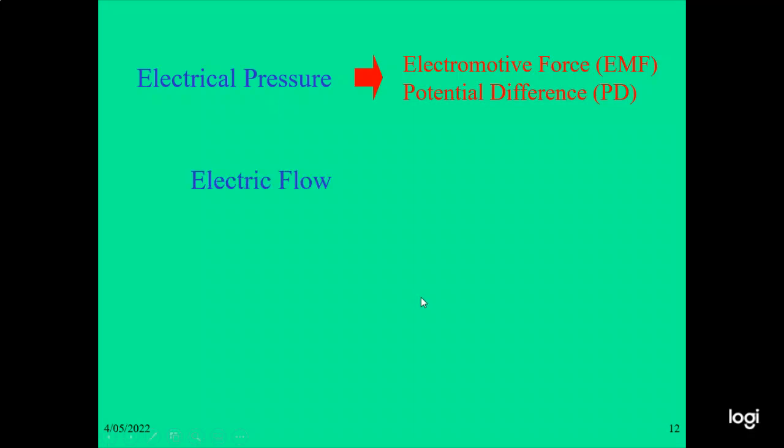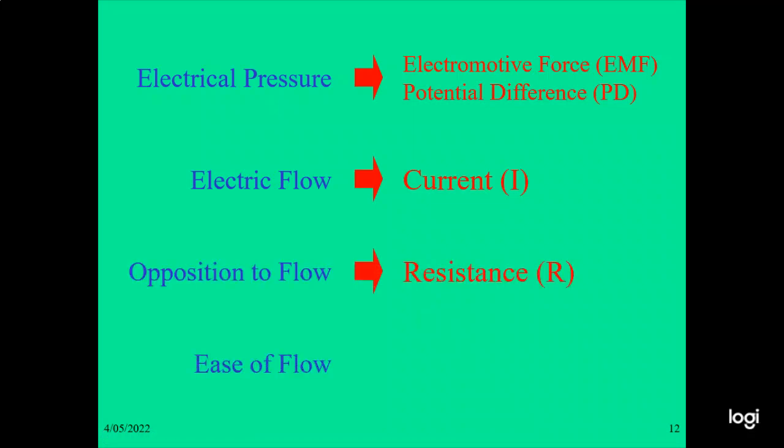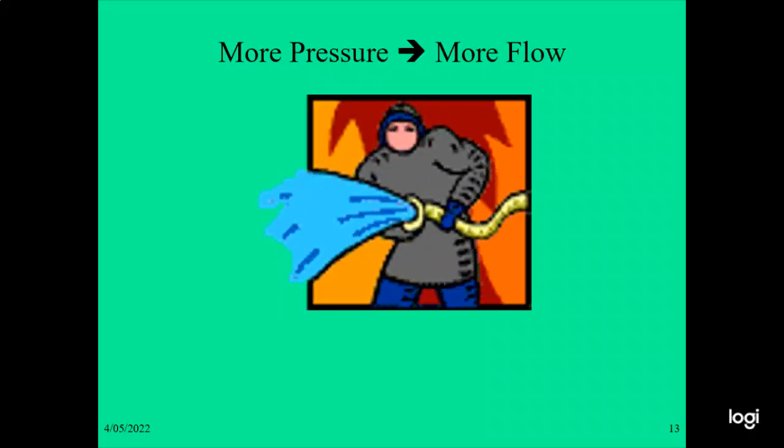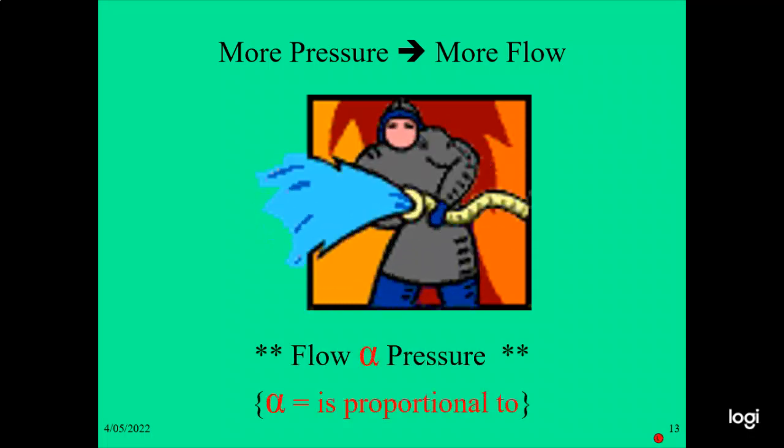Electrical pressure is the electromotive force, EMF, or the potential difference, PD. Electric current flow is the current I. Opposition to current is resistance R. Ease of flow is conductance. So this is for the electrical current flow. Low pressure, low flow. More pressure, more flow. So the flow is directly proportional to the pressure.